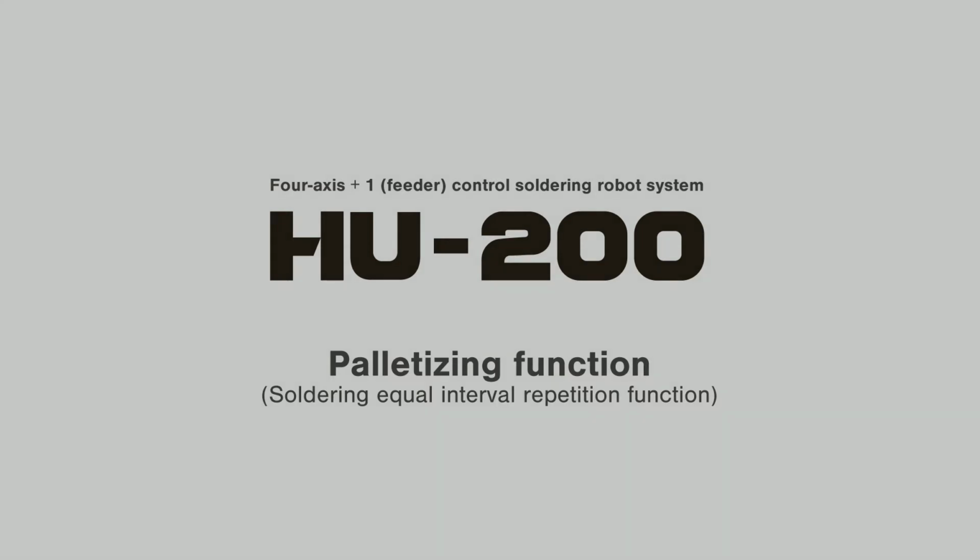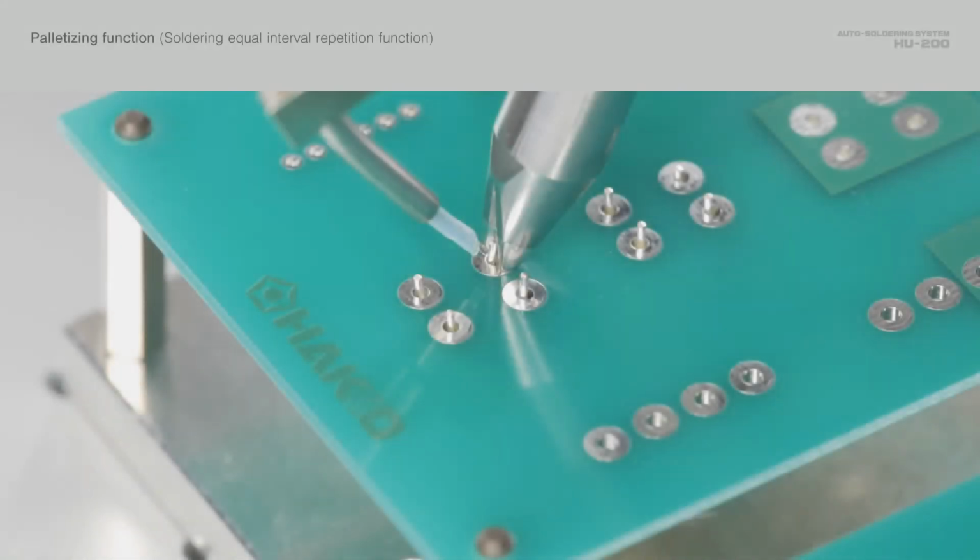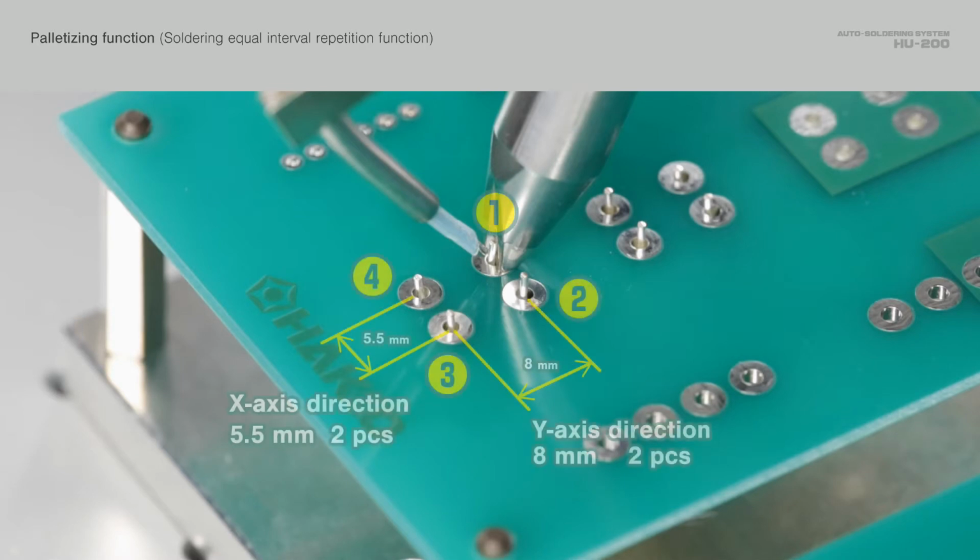Utilization of Palletizing function. Easy Programming Software 2 has useful functions that lead to shortening the work time. The palletizing function is effective for repeated soldering under identical conditions. Let us show an example of the order of setting from the startup screen.